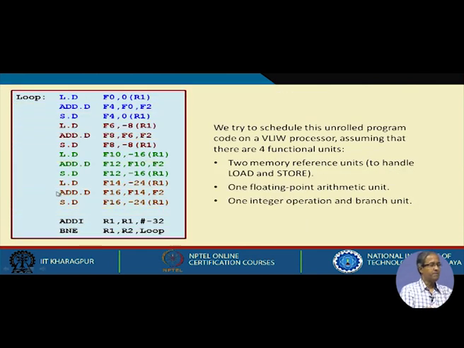So, let us take a small example. Let us take the unrolled program that we showed earlier for that vector scalar sum. Let us see how we can run it on a VLIW processor and schedule it, where we assume that the VLIW processor has 4 functional units, where 2 of the functional units are memory reference units which can handle load and store. There is 1 floating point unit and 1 integer unit which can also handle branch. So, you see, for load and store there are several instructions, for floating point there are these add instructions, and for integer operation there is only this branch and this add immediate. Let us see how it can be scheduled.